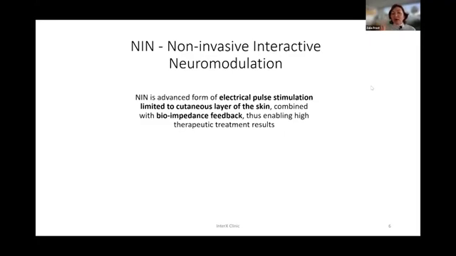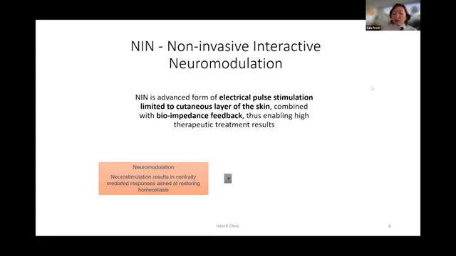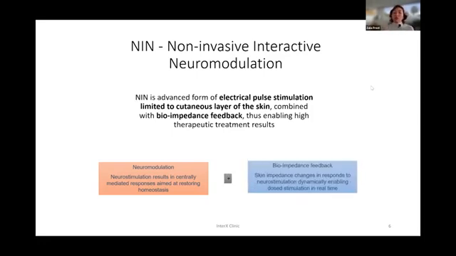You stimulate the fine nerve endings in order to send information to the brain and central nervous system. And this is all combined with bioimpedance feedback. So we're going to talk about bioimpedance feedback in a minute. And this enables these high therapeutic results, which you see in practice. So effectively, if you ever describe this technology, you have to describe it in terms of two concepts.